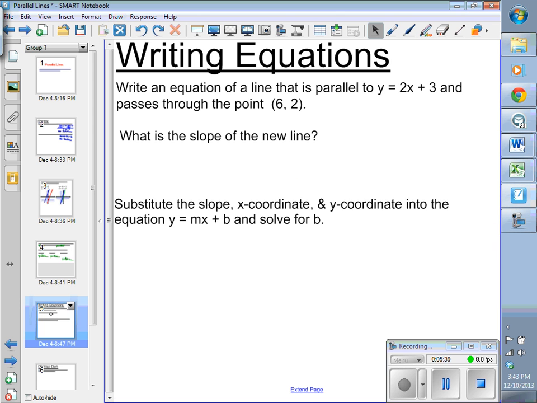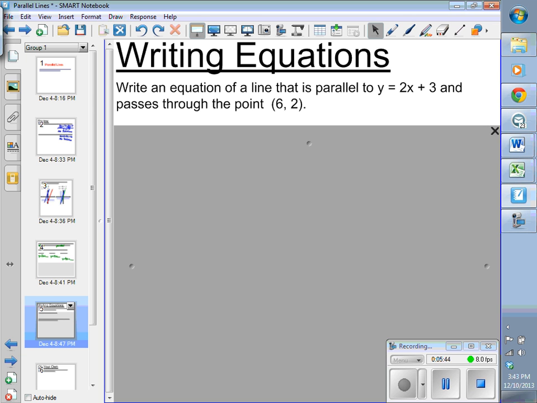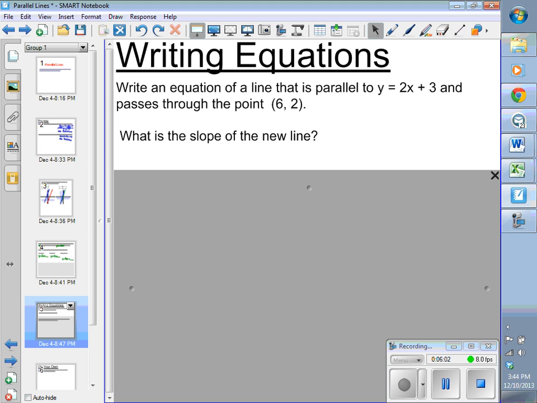All right, moving on. So we're writing equations. We are going to write an equation of a line that is parallel to y equals 2x plus 3, and it's going to pass through the point (6, 2). If you notice, this is going to set us up to meet our goal of our lesson. So, first thing to take note of, what is the slope of our new line? Well, if you've been paying attention to the past slides, then you know that the slope is going to remain the same. So our slope should still be 2.